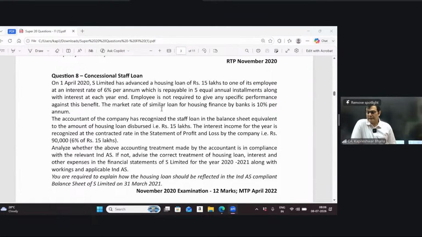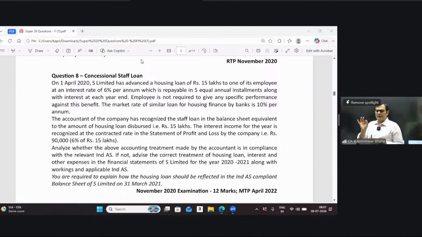its employee at an interest rate of 6%, which is repayable in 5 equal annual installments along with the interest at each year end. Now, I think this is one point of confusion. Many people tend to get confused after reading this input. So I think it's time to put a question to you. Are we making a repayment in terms of 5 equal principal installments? Or are we making a payment which is 5 equated installments?